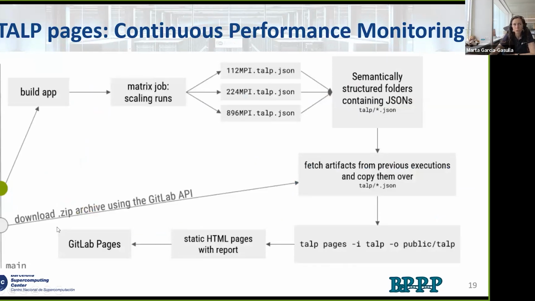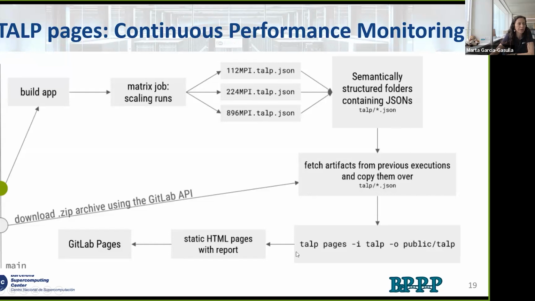So what do you need to do to get this running? Inside, we don't provide the infrastructure to do this. So you should have your own running instance of GitLab where you have all your code and you run all your tests. And then when you do a commit or a merge, or you decide when you want to schedule this, you will run some runs for getting the metrics. In this case, we want to do scaling runs, so we get 3 different executions, and we gather the data from TALP in a JSON file.